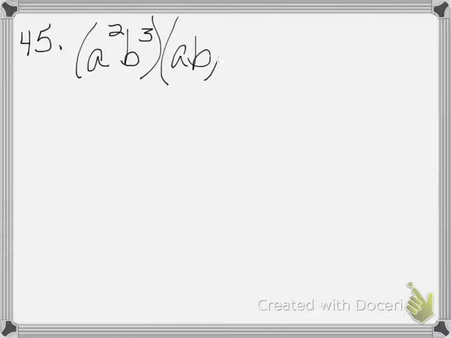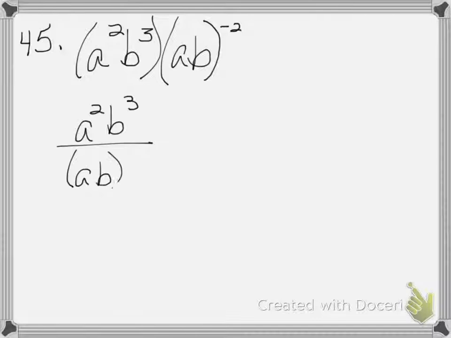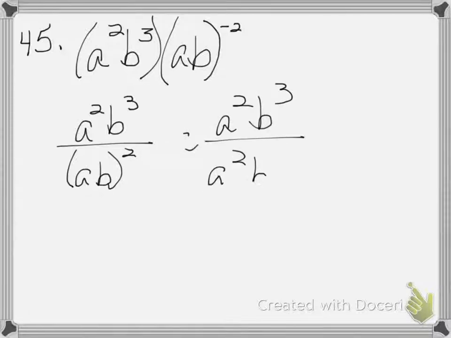And number 45, I have to make that second parentheses a positive exponent by moving it down in the bottom. And then I'm going to divide the variables, and you can finish the rest. And that is the end of section 6.1.